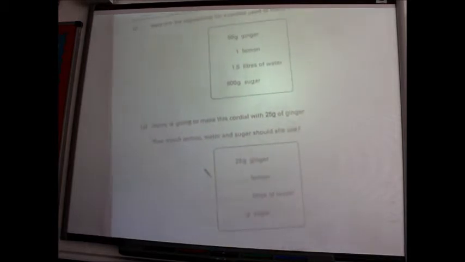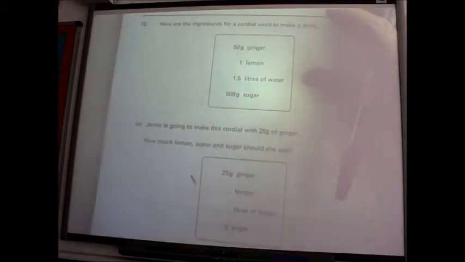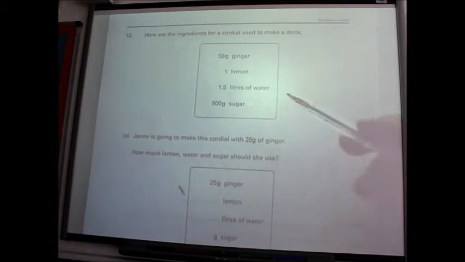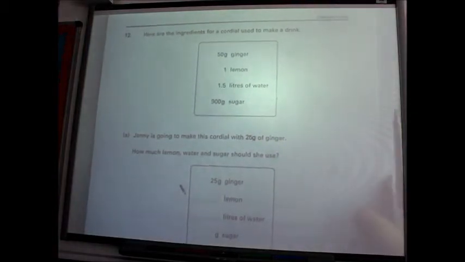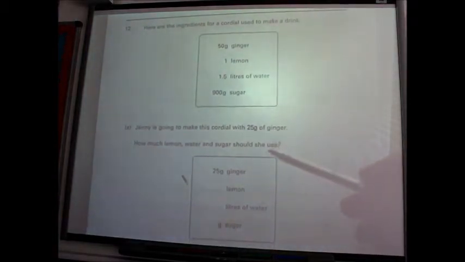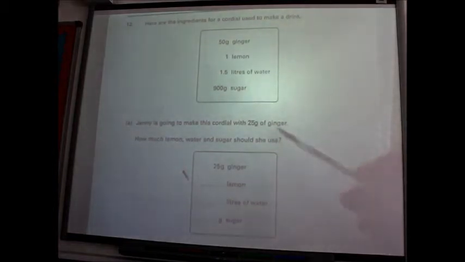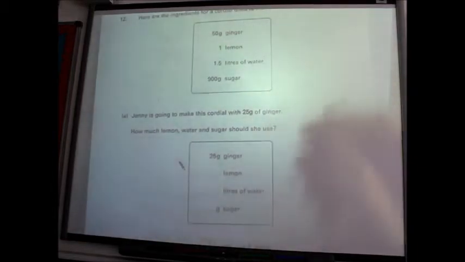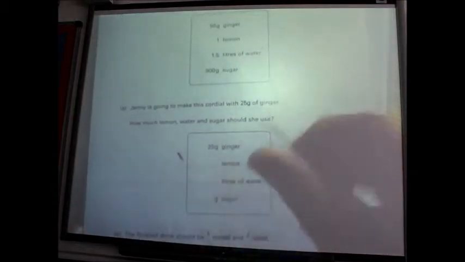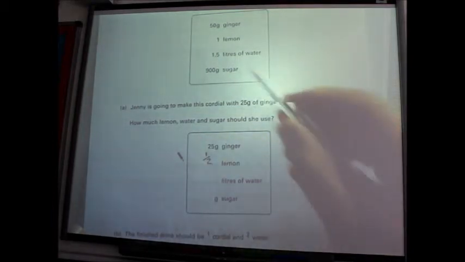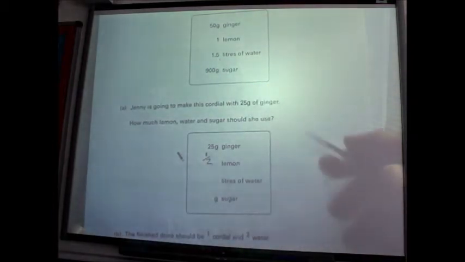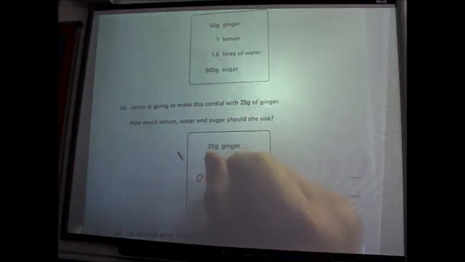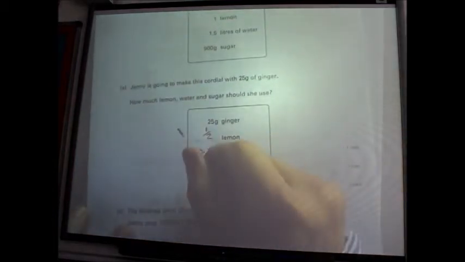There you go. Okay, question number 12. Here's the ingredients for some cordial that's used to make a drink. 50 grams of ginger, 1 lemon and 1.5 litres of water and 900 grams of sugar. Jenny is going to make this cordial with 25 grams of ginger. So that's half the amount of ginger. How much lemon, water and sugar should she use? So it's half as much. So she's going to need to use half a lemon. Half of 1.5 litres. Half of 1.5 is 0.75. And half of 900 is 450.